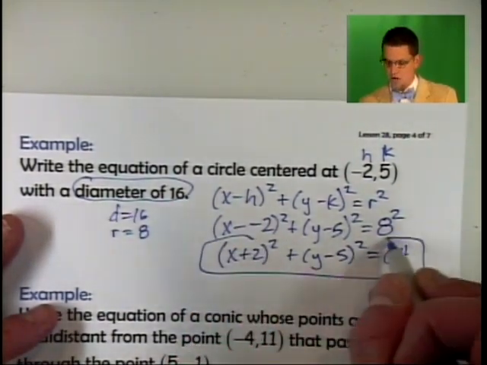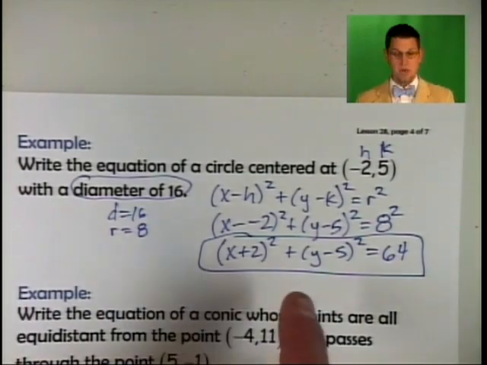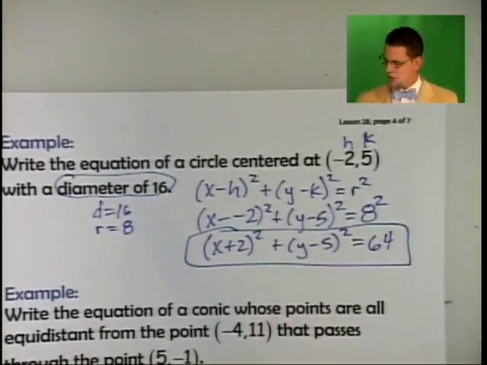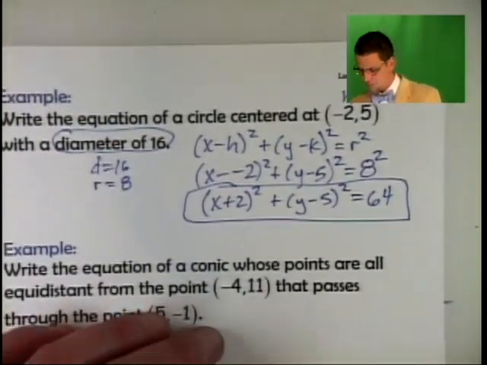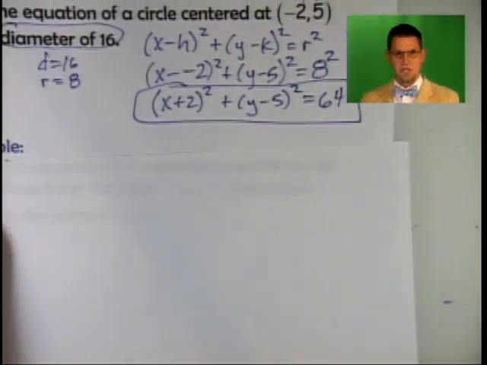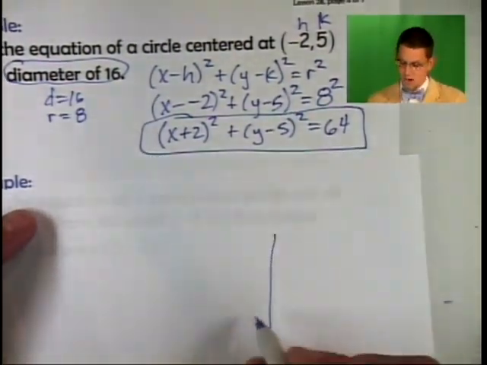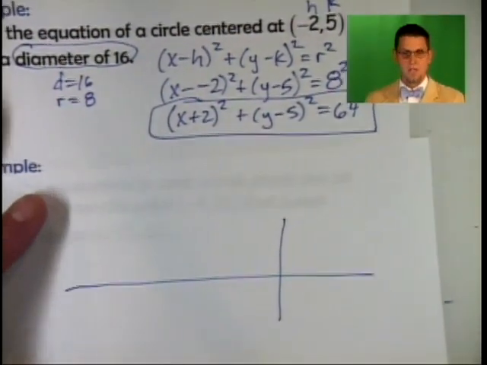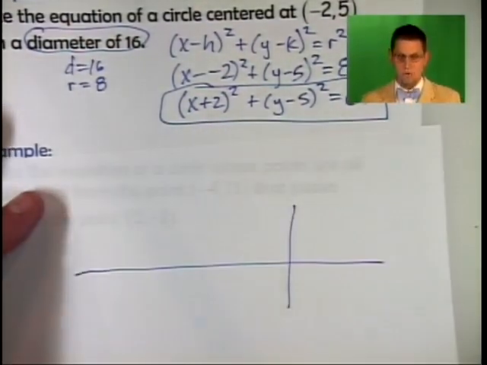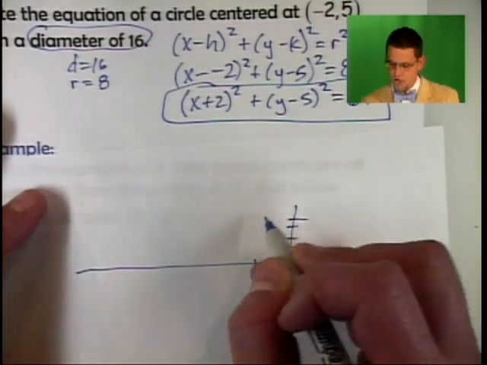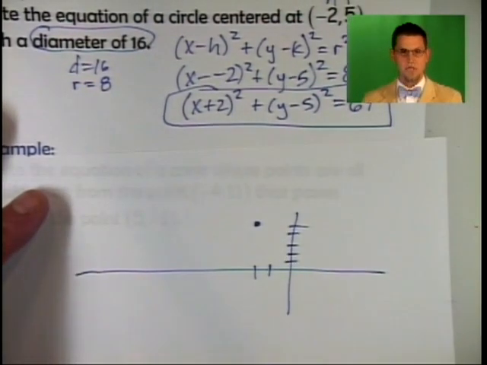And there you go. That is the standard equation of a circle centered at negative 2, 5 with a radius of 8. Let's quickly see how we could sketch that. The way you sketch that is you want to plot your center. Your center is going to be at negative 2, positive 5. So I'm going to use more of quadrants 2 and 3. There's negative 2, 1, 2, 3, 4, 5. Right there. There's our center.